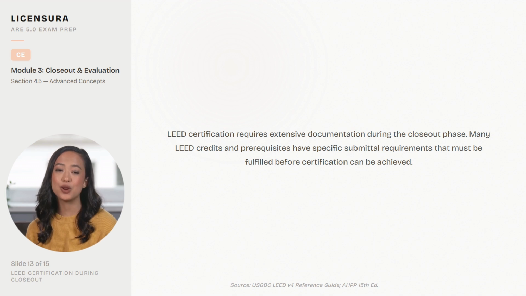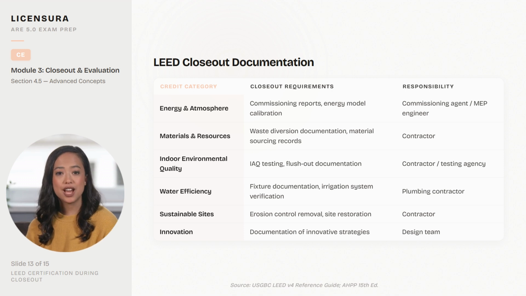LEED certification requires extensive documentation during the closeout phase. Many LEED credits and prerequisites have specific submittal requirements that must be fulfilled before certification can be achieved. This LEED closeout documentation table identifies the sustainability-related documents required for green building certification at project completion.